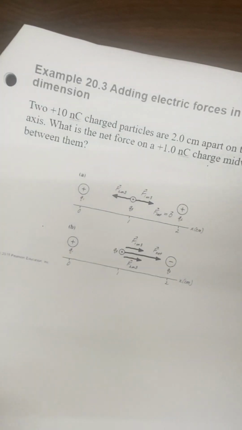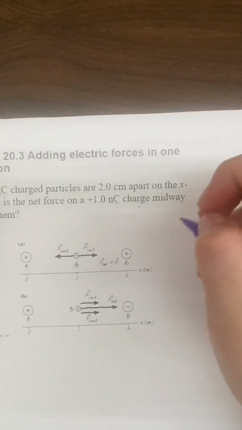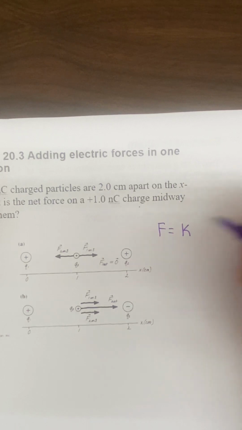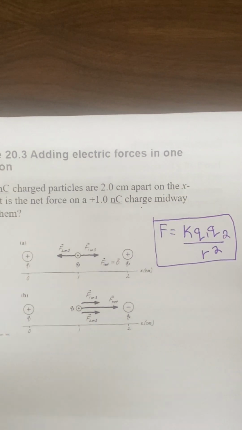Okay. I put 2 calculation problems in this packet. You're going to need Coulomb's law, which I'm going to write down on my paper. F equals K, which is a constant again, Q1, Q2 over R squared. Okay, so keep this in mind. I will give that to you on a test. You don't have to memorize it or anything.